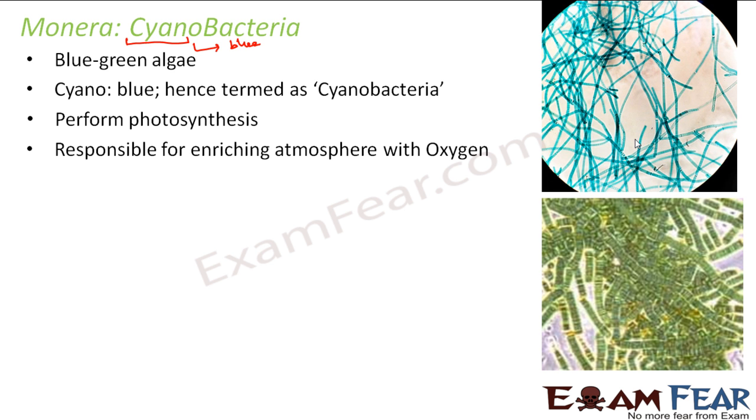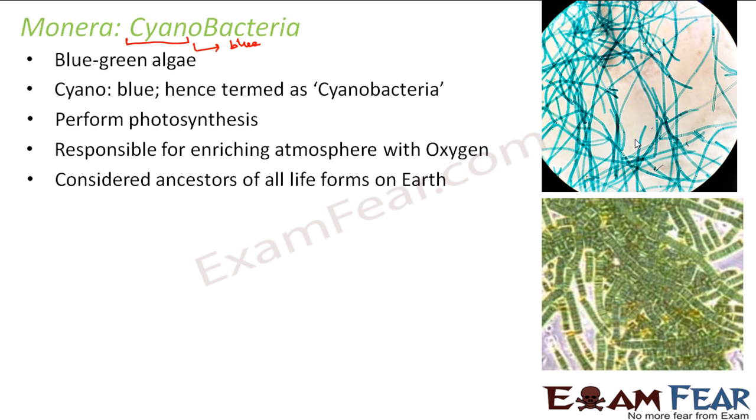So you understand the concept? When these cyanobacteria came into the picture, there was not much oxygen on Earth. So they started performing photosynthesis to prepare their own food, and during the process of photosynthesis, along with their food, which was prepared in the form of glucose, oxygen was also produced. This oxygen started adding up in the atmosphere, and that is how the cyanobacteria actually enriched the atmosphere with oxygen.